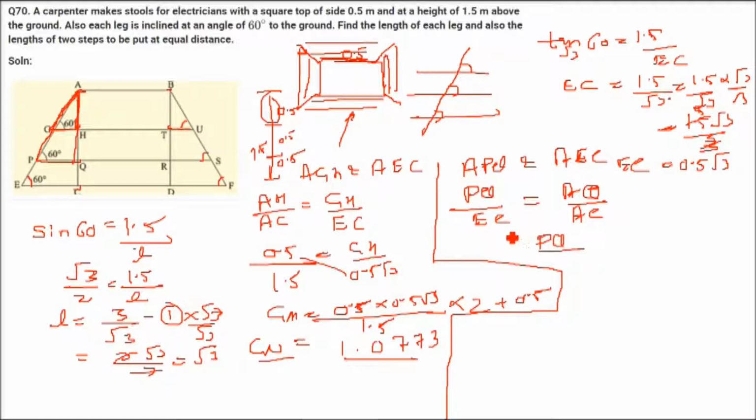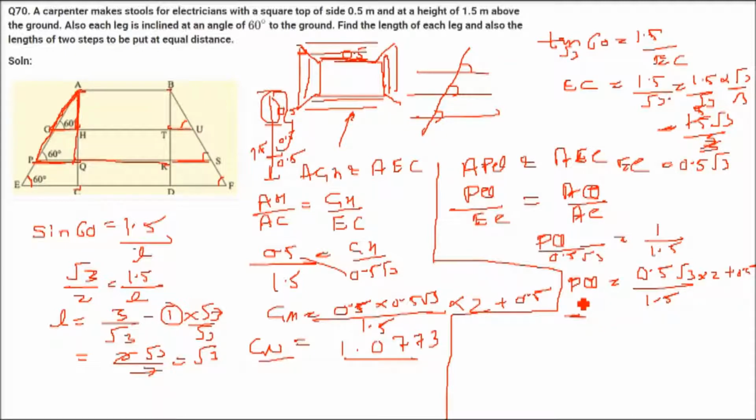EC we know, this is 0.5 root 3. AQ is known. See, from here to here it is 0.5 plus 0.5, that is 1. And AC, from here to here, it is 1.5. So PQ will be equal to 0.5 root 3 by 1.5. But this is PQ, so I have to find RS also. So let us multiply it by 2, and then I have to add this 0.5 also.